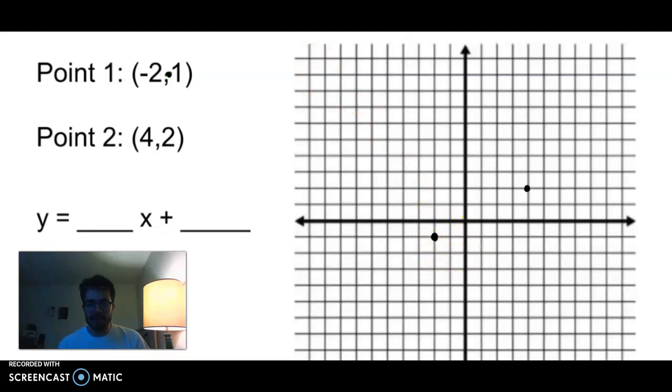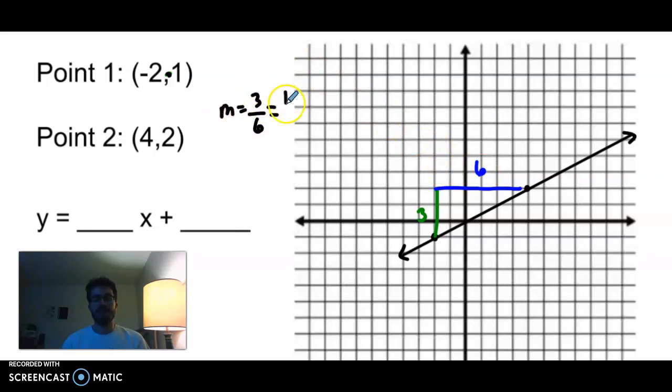If I make the line, I see that it's going to be this. And if I want to find the slope, it looks like here I went up 3, and then I went to the right 6. So I know that the slope is 3 over 6. And remember, that simplifies to 1/2.